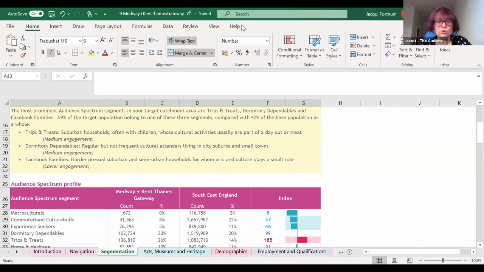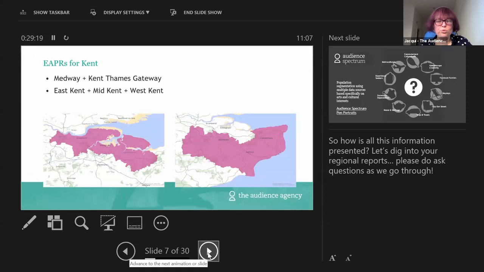Okay, so going to go back to this now. Does anyone have any questions at this point before we start looking at the audience spectrum segmentation? I'm aware that that was a very quick romp through how to look at all of the data that's in the area profile report.